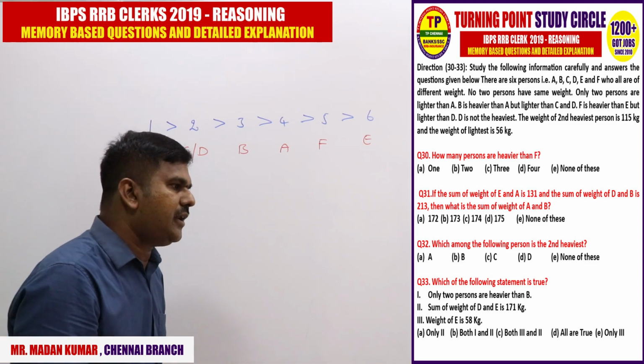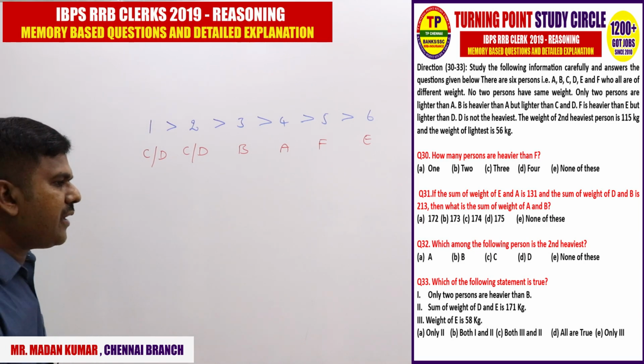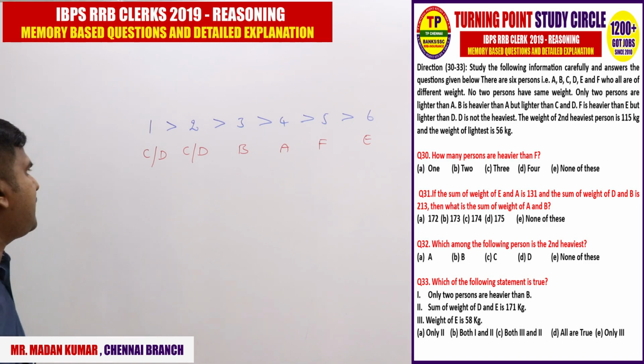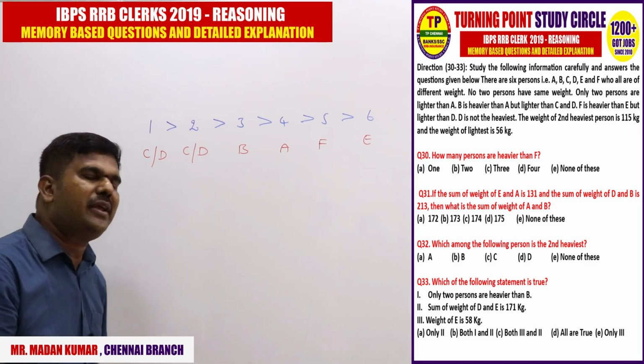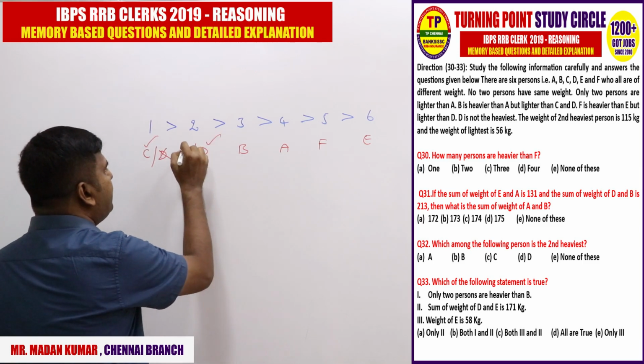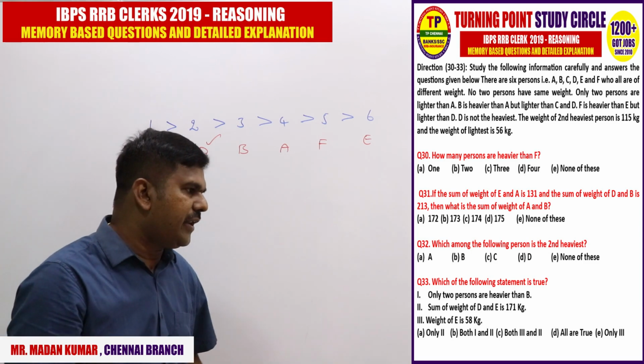See what are all the other informations being provided. So what is the next one? F is heavier than E but lighter than D, and D is not the heaviest. Who must be heaviest then? D is not the heaviest. C is the heaviest. D must be second position. That's it. We got the arrangement.